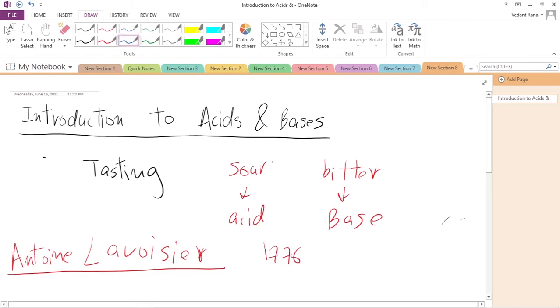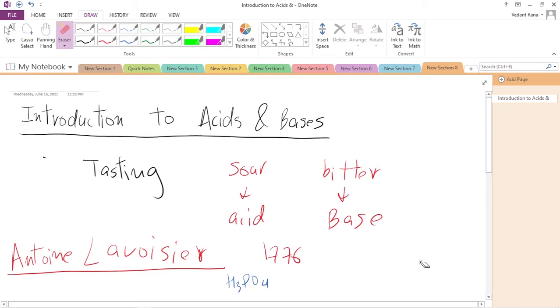His knowledge of acids and bases was mainly restricted to oxoacids. Oxoacids are acids which contain oxygen, for example H2SO4, H3PO4, or HNO2. So his knowledge was restricted to only these acids, acids which contain oxygen.